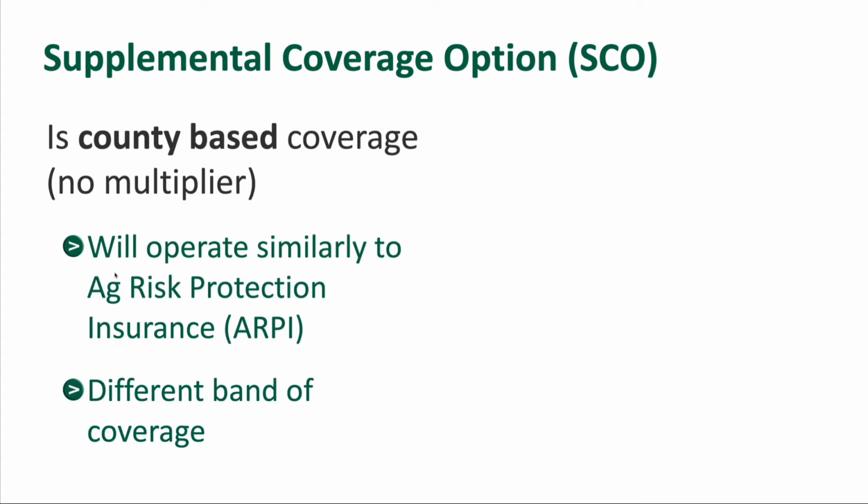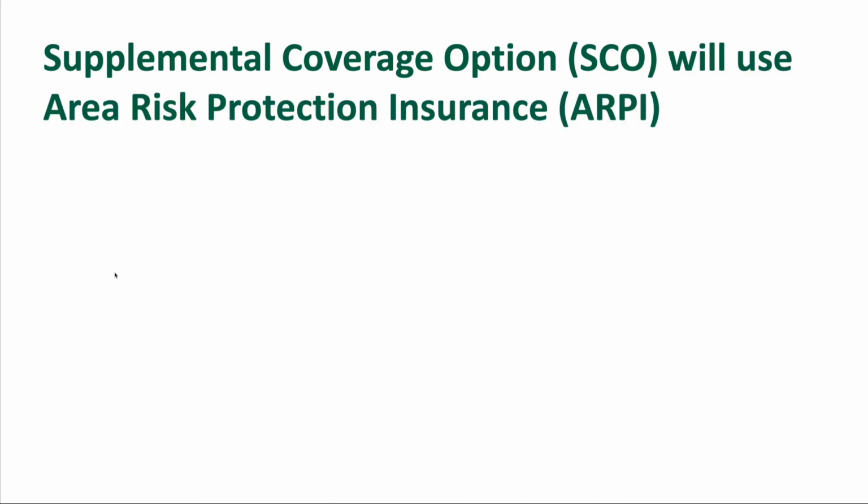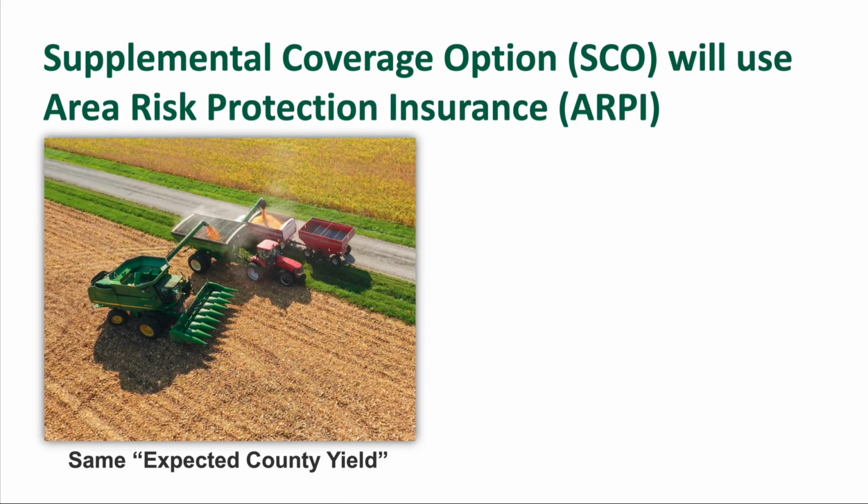As I mentioned, it's county-based coverage, which means it will operate similarly to other county-based crop insurance policies such as ARP, Ag Risk Protection, but there's no multiplier. In ARP, you can magnify the size of your claim based on what they call a protection level. This county-based tool, SCO, does not offer that. It is available in all counties for corn, beans, and wheat in Illinois.